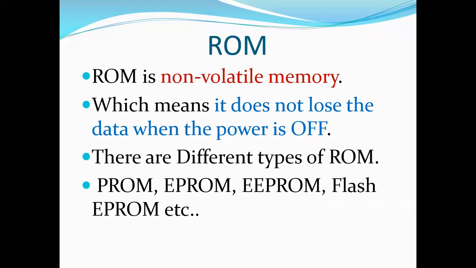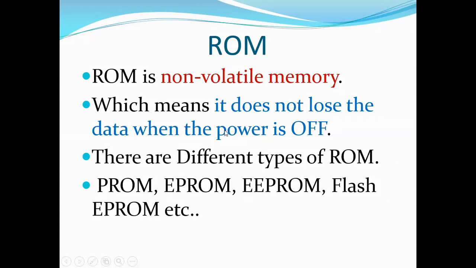That is non-volatile memory. Different types of ROMs are available: PROM, programmable read-only memory; EPROM, electrically programmable read-only memory; EEPROM, electrically erasable, E for electrical, P for program, ROM for read-only memory; then flash EEPROM. Ultraviolet light can also be used for erasing purposes. The first one, ROM, is programmable read-only, we can only read. Here it is electrically programmed. The next one is electrically erased and programmed. The next one is flash, used for erasing. Like that, different types of ROM are available.